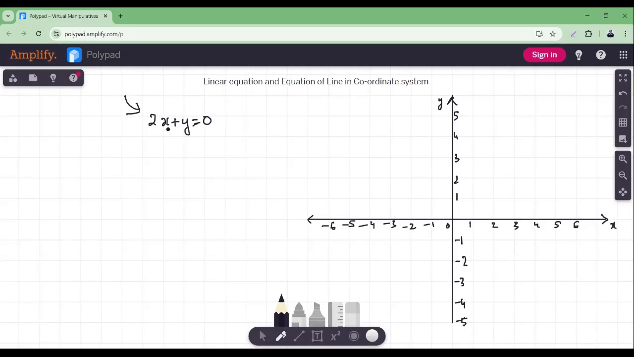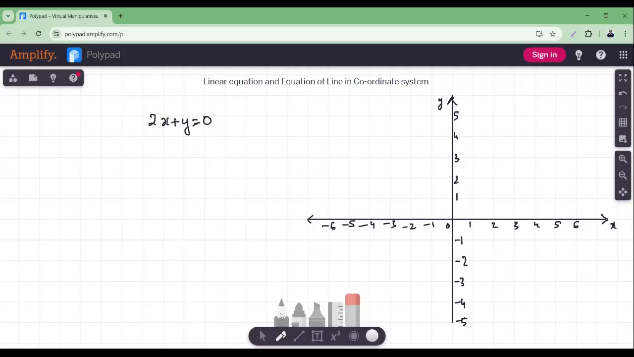What it means here is that 2x + y = 0 gives a connection, a relationship between x and y, right? And in a line, there are so many points here, so many points here. All these points follow the same rule. There's the same connection between x and y. And that connection is what is represented by this linear equation.